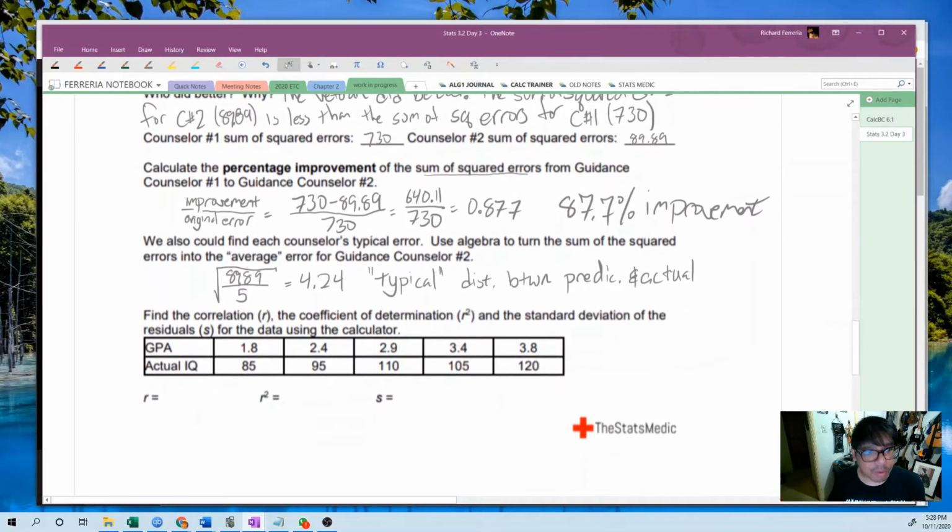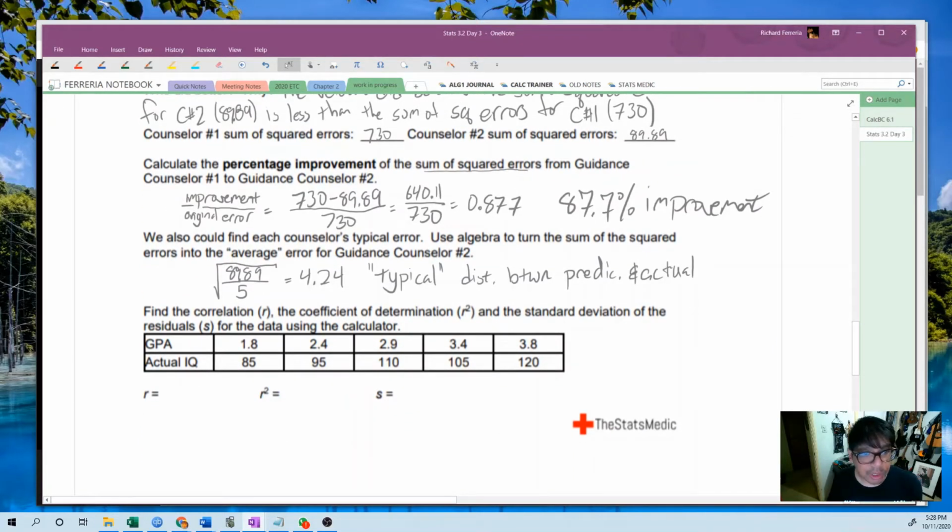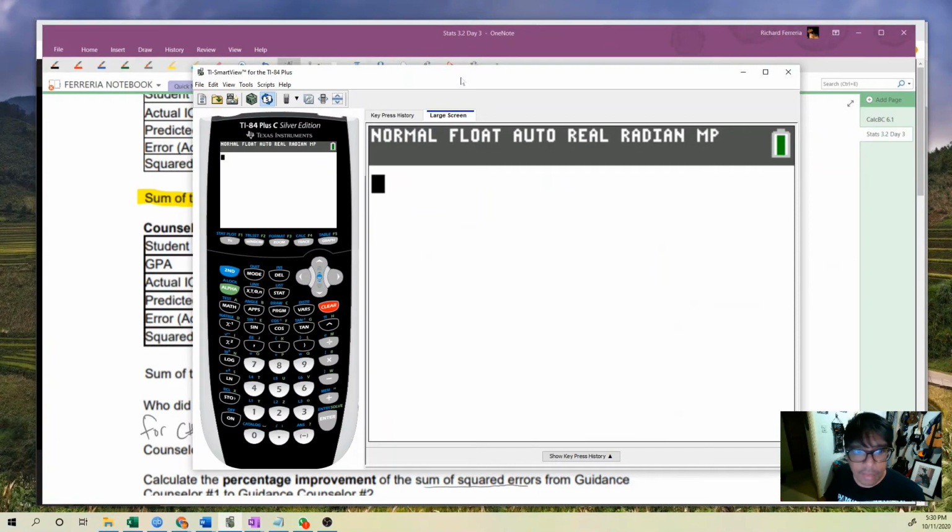Moving on here, we're going to find correlation, coefficient of determination, and standard deviation of the residuals for the data using our calculator. So we're going to take a minute here and we're going to go ahead and grab our calculator now. So I don't really know where everybody is in their calculator. Maybe you came to my channel not from my class but from somewhere else. But in order to get the correct regression analysis, we need to prep our calculator for stats work.